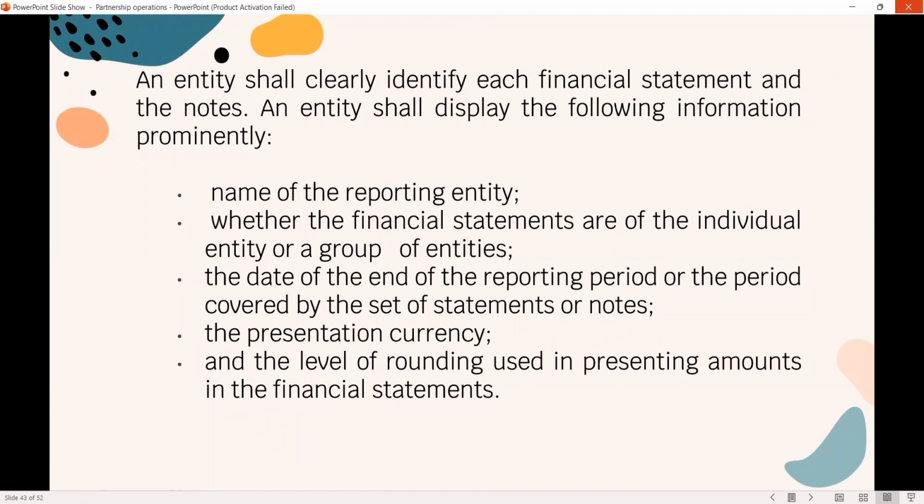Those are needed. Ito, di ba, for example, sa balance sheet, makikita natin name, Gloria Diaz. Tapos, sasabihin nun kung sole proprietorship ba siya, kung mag-isa niya lang, or entity ba. Tapos yung date, kung ano yung covered period. Tapos makikita kung peso or dollars. Tapos yung rounding off na ginamit. Next po.